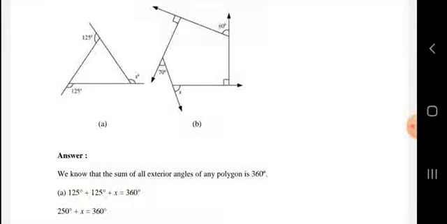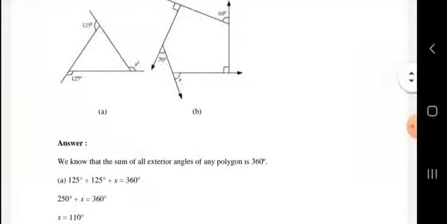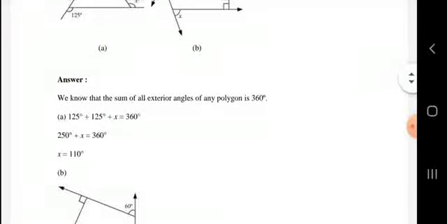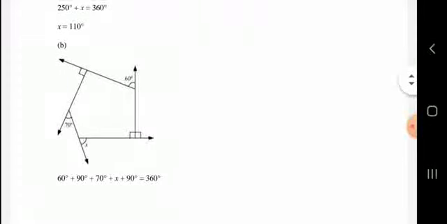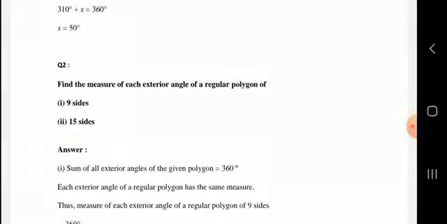We know that the sum of all exterior angles of any polygon is 360 degrees. Therefore 125 plus 125 plus x is equal to 360. So 250 plus x is equal to 360, therefore x is equal to 110. Again, 60 plus 90 plus 70 plus x is equal to 360. Therefore x is equal to 50 degrees, which is the answer.